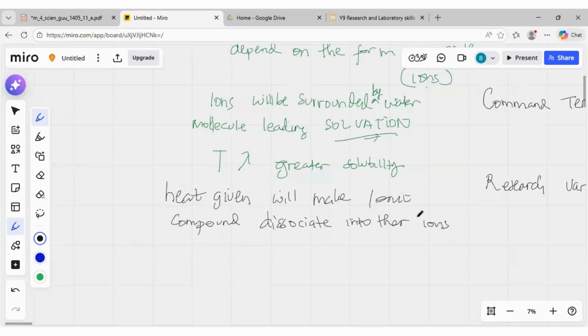it is more logical for you to know that the higher the temperature, the greater the solubility, because the more heat you give to the solution, this heat will be used to dissociate that ionic compound, to separate them into their ions. Once they are already in ion state, they will be surrounded by water, and this will lead to the solubility. Now, what else do we need to know?